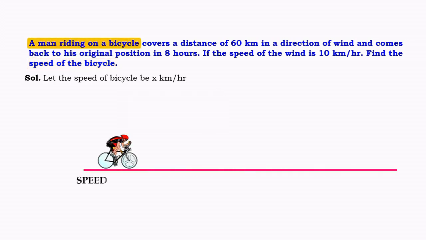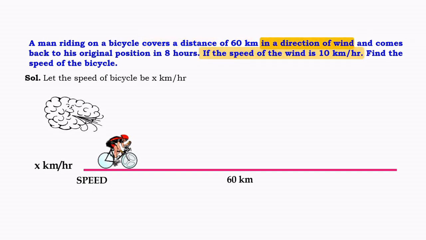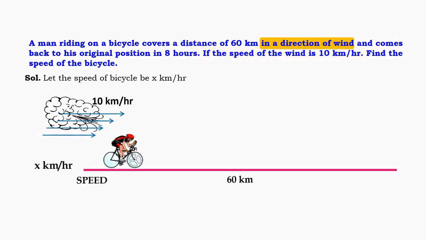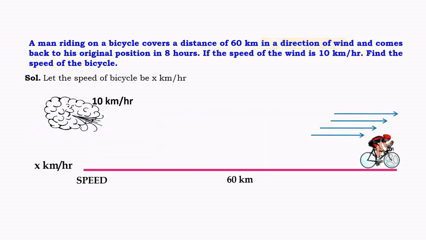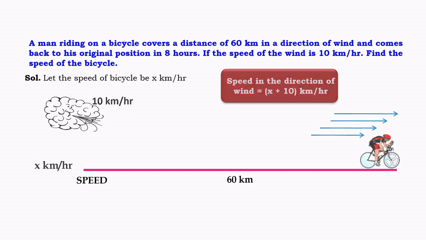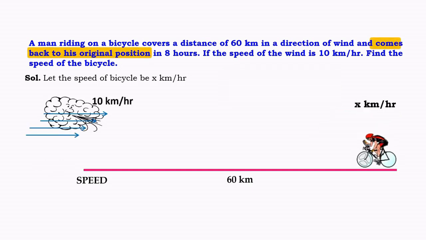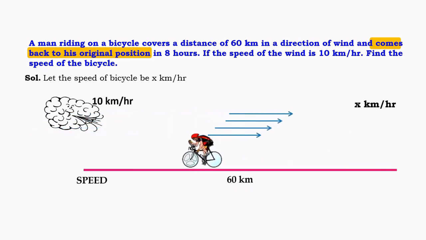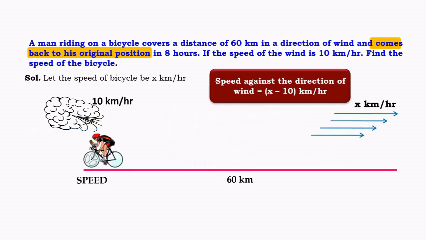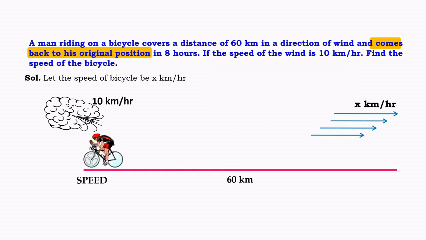No. So, let the speed of the bicycle be x kilometers per hour. Since the bicycle is moving in the direction of the wind, the wind helps the cyclist. Therefore, the effective speed becomes x plus 10 kilometers per hour. While returning, the cyclist travels against the direction of the wind. In this case, the wind opposes the cyclist's movement, so the effective speed becomes x minus 10 kilometers per hour. The distance traveled in each direction is 60 kilometers.